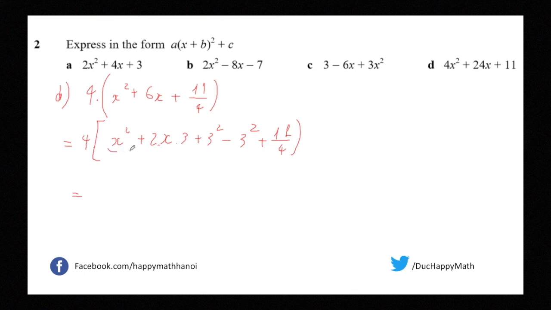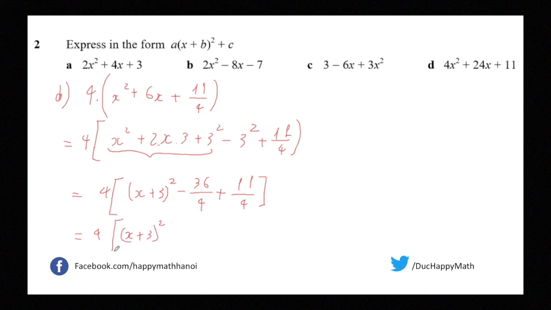The first 3 terms are equal to (x plus 3) squared minus 9. You have to change 9 into a fraction with the denominator equal to 4. It means minus 36 over 4 plus 11 over 4, and rearrange.